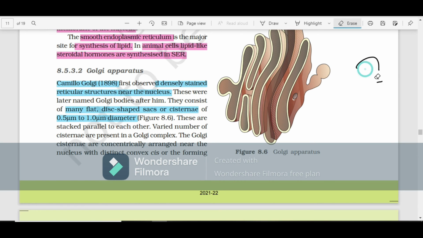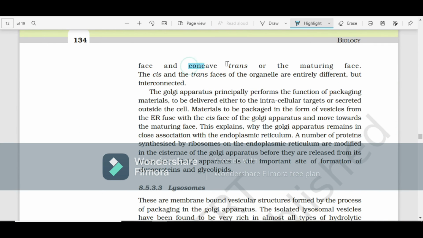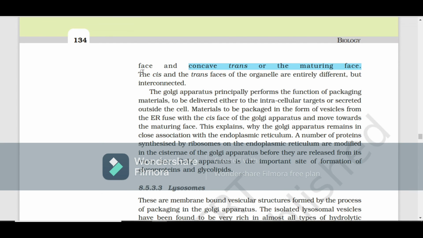Okay, so these are stacked parallel to each other. A varied number of cisternae are present in the Golgi complex. It's not fixed. The Golgi cisternae are concentrically arranged near the nucleus, with the distinct convex cis or forming face. They have two faces: the convex cis or forming face, and the concave trans or maturing face. The cis and the trans faces of the organelle are entirely different. That's why one is forming, one is maturing, one is convex, the other is concave, but they're interconnected.